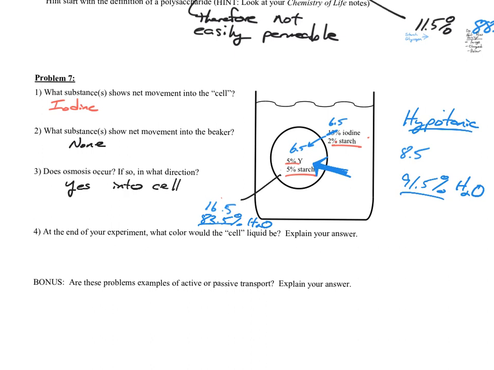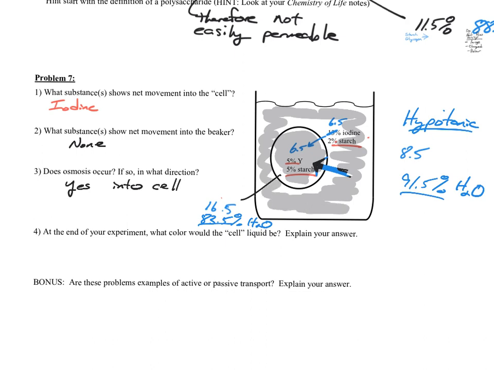At the end of the experiment, what color would the cell be? Bluish black. Bluish black is correct. And why would it be bluish black? Starch and iodine. And what about outside, even at the beginning, what would it be? Yellow. It'd be bluish black, because there's iodine and starch out there too.